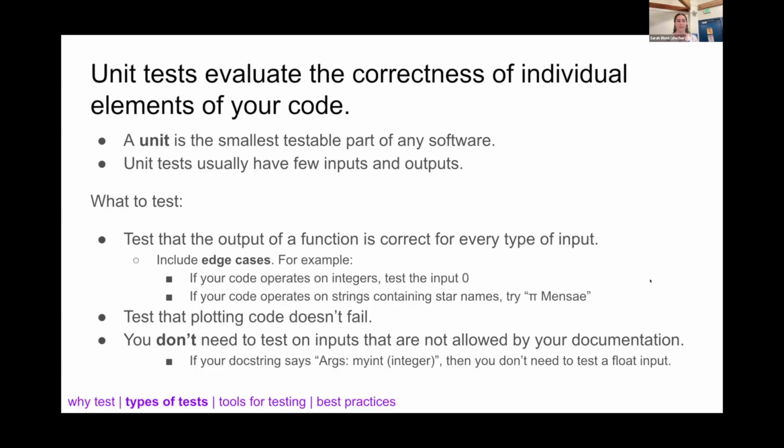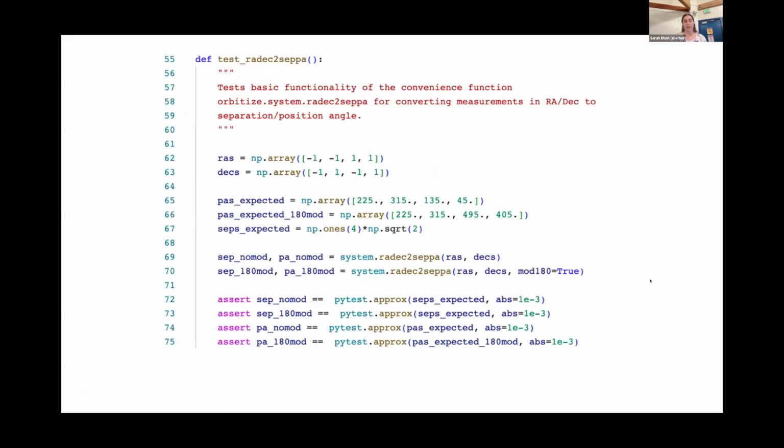So here's an example of a unit test in Orbitize. I'm going to take you through what this test is doing and then ask you a couple questions about it. So this is test_radec2seppa. You can think about this like the radec2seppa function in Orbitize converts Cartesian coordinates to polar coordinates, so x, y to separation and position angle.